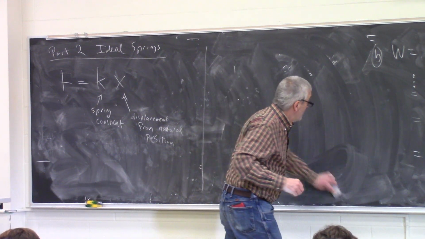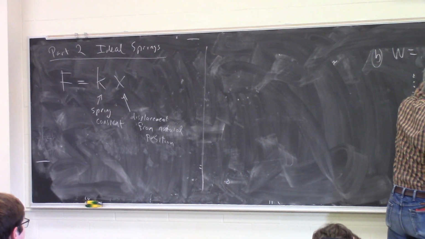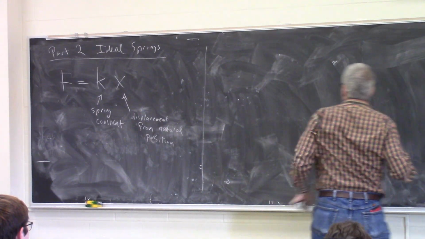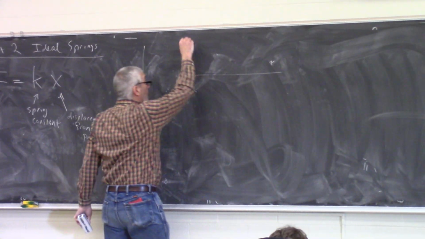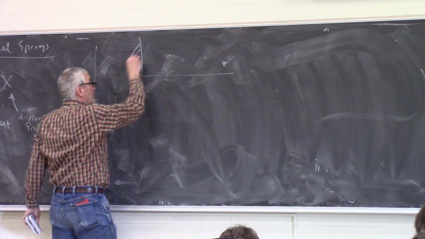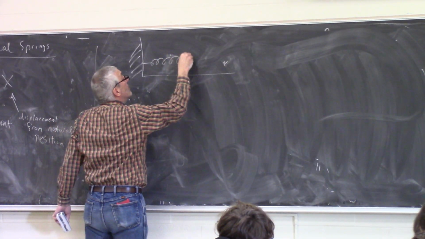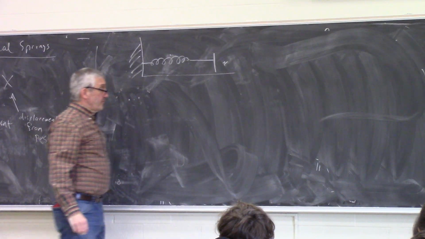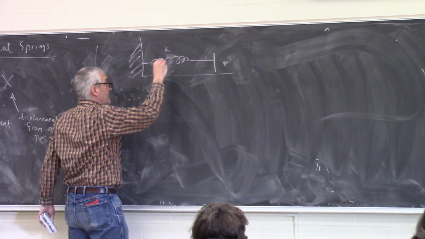So what does this mean? Well, you can picture something like, don't worry about gravity. Let's have a frictionless surface. Let's have a wall that's not going to move. And let's have a spring attached to this wall. And then let's have a handle on that spring. So this has spring constant K.